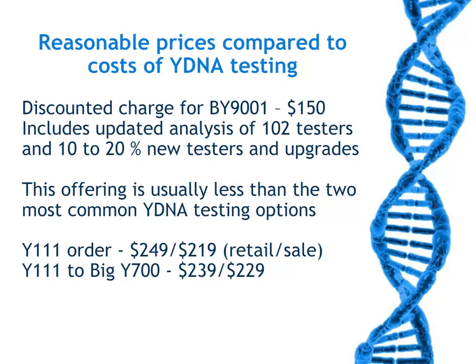This includes 102 testers, and it probably would add another 10 to 20% of either new testers or upgrades to the existing testers. This offering is usually less than the two most common YDNA testing options, which is ordering a Y-111, which is $219, or upgrading to Big Y700, which is $229. So this is well under that, analyzing all 100 testers versus just yours and comparing your result with 100 other testers.